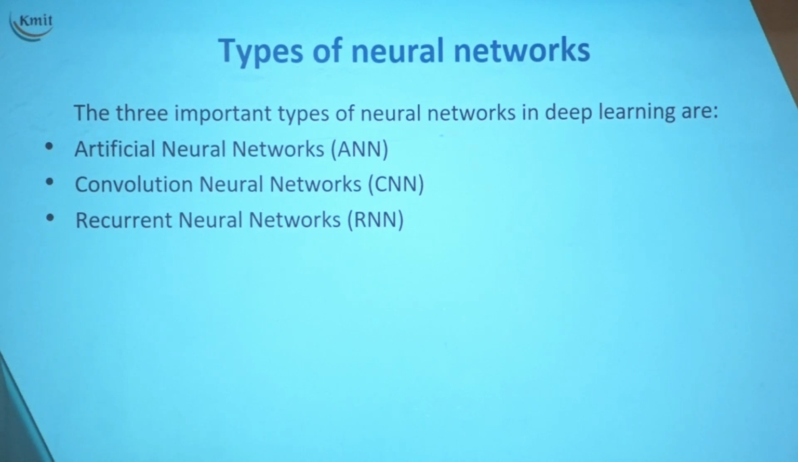So your ANN will not work for this sequential numerical data. Your CNN will not work for it either. So we'll go for what? We'll go for RNNs, recurrent neural networks, for the same. This is about sequential numerical data.